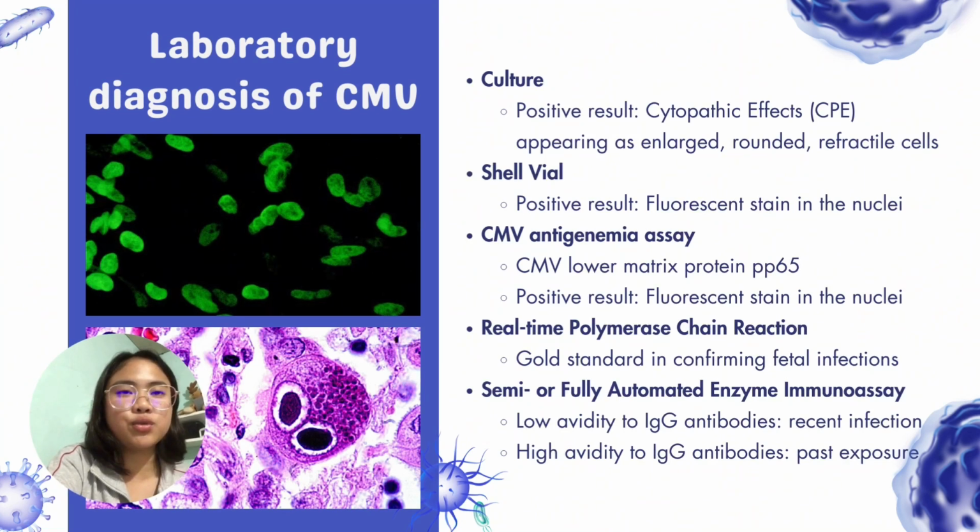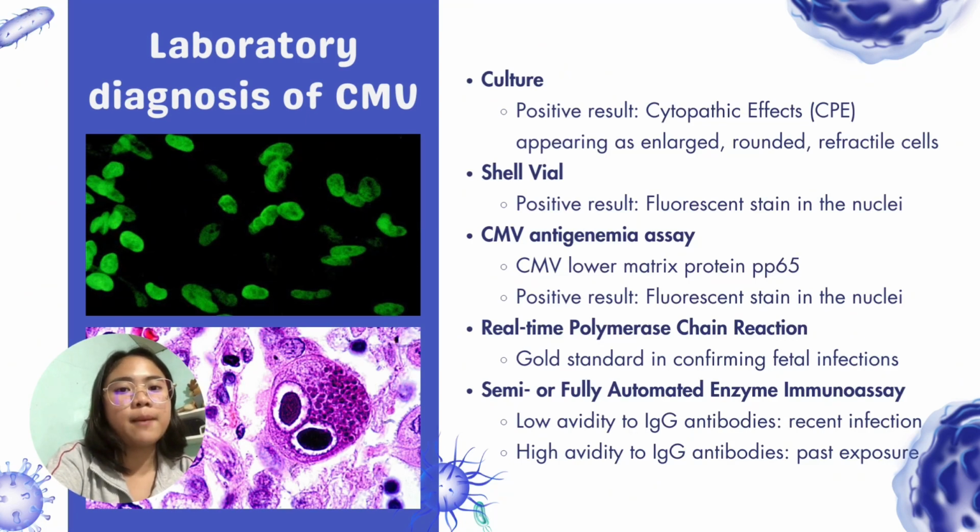We can also use real-time polymerase chain reaction, which is the preferred method in determining the viral loads. So this method detects the presence of CMV DNA or mRNA, which is the gold standard in confirming fetal infections using amniotic fluid. So lastly, we have semi or fully automated enzyme immunoassay, which is a serological method.